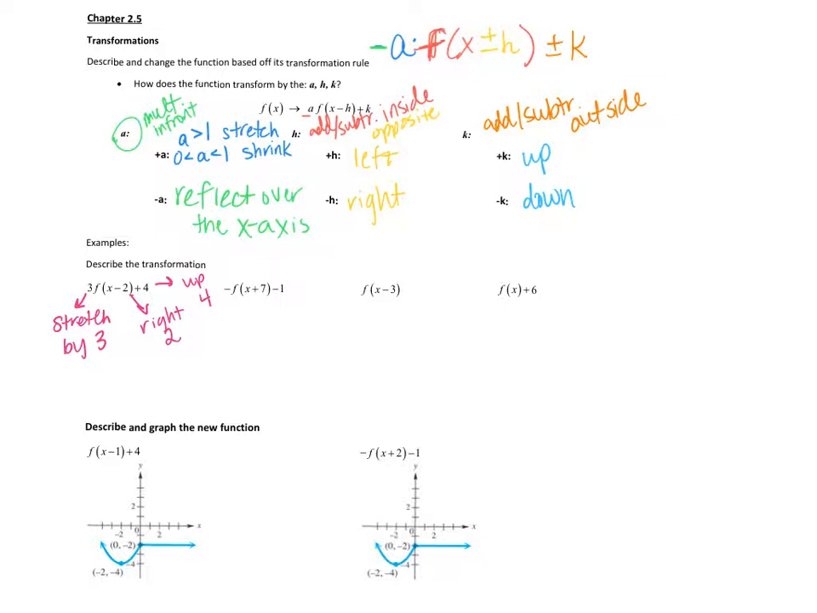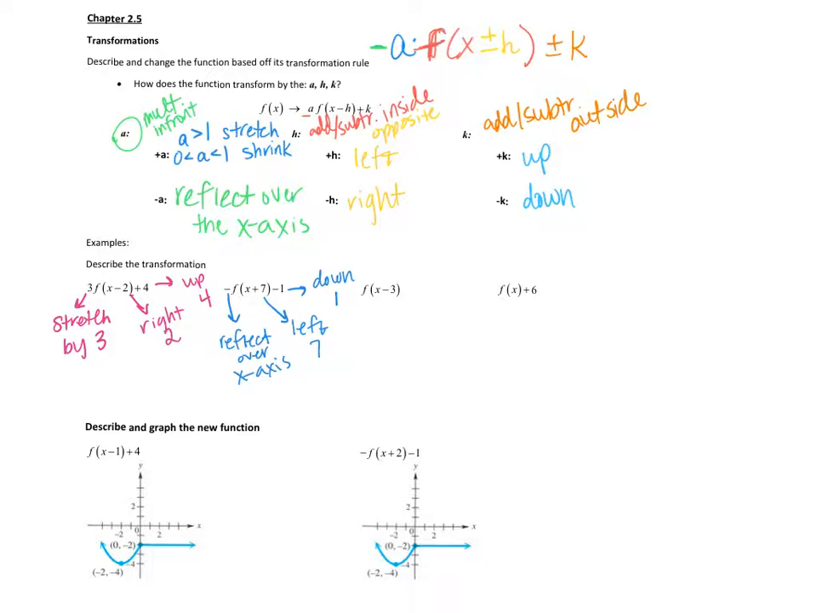Okay, so let's look at this next one. I've got a negative out in front. A negative out in front is going to reflect over the x-axis. Okay. Then I've got a plus 7 inside, which is going to move it to the left 7. Then I've got a minus 1 outside, which is going to make it move down 1. Okay, so hopefully we're kind of getting the hang of it here.